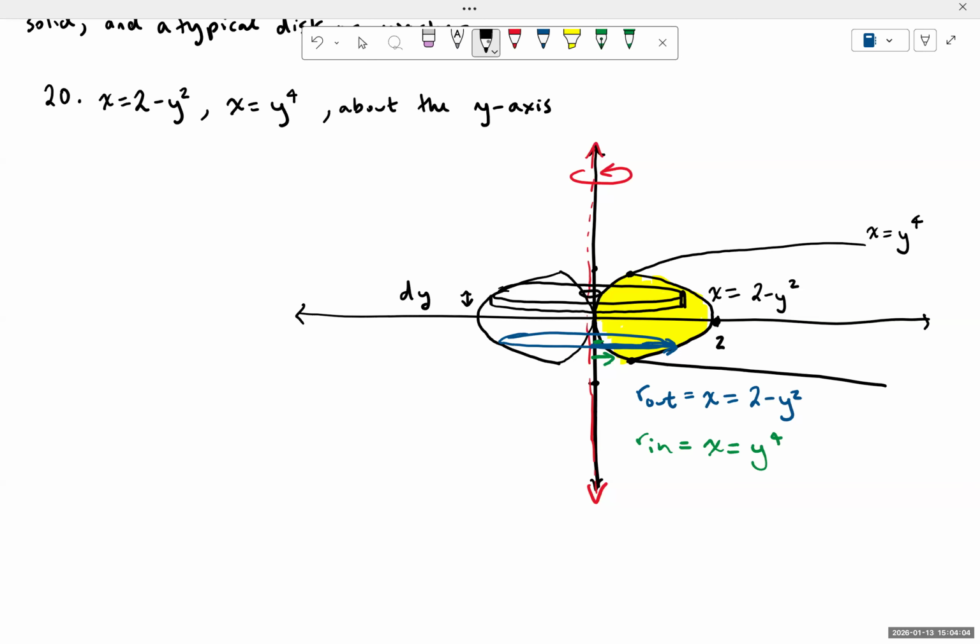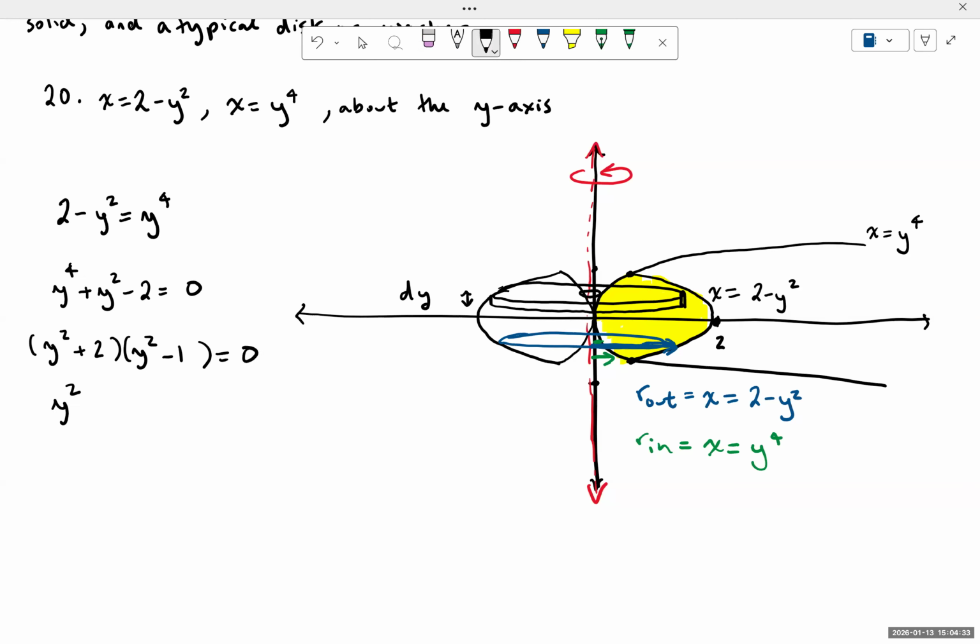So easy enough to set this up. I'm going to set up where these two curves intersect. x is the same, so y is the same. So we solve y to the fourth plus y squared minus 2 equals 0, right? Again, quadratic in y squared. I want a plus, so it should be plus 2 and minus 1. This should be y squared equals negative 2. Well, that doesn't give us anything. This would be y squared equals 1, which gives us y equals plus or minus 1. So that makes sense. That looks good.